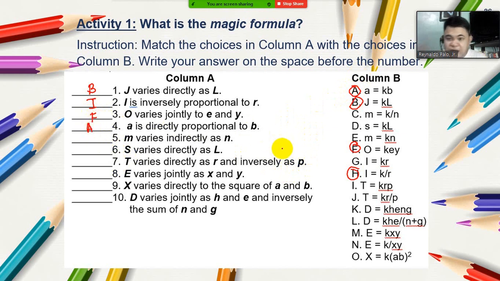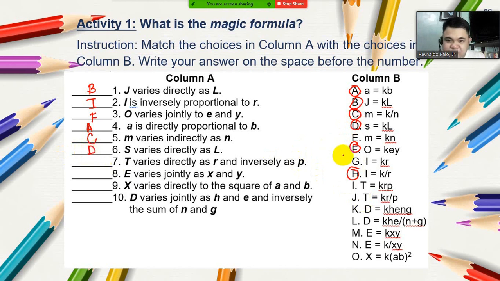Next, number 5, M varies indirectly as N. This is an example of inverse variation. So therefore, the answer is C. M is equal to K over N. Next, S varies directly as L. This is an example of a direct variation statement. So therefore, the answer is letter D. S is equal to KL.